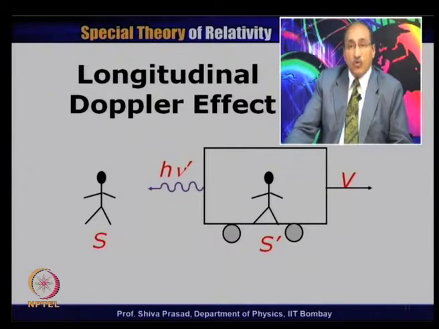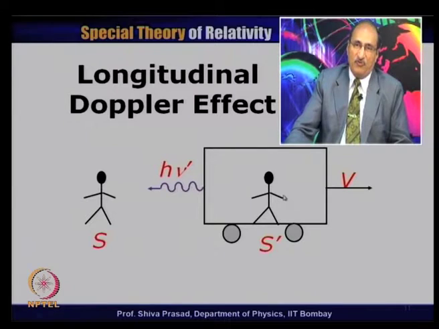essentially it means the frequency which is seen in the frame of reference of the source. Here, everything is contained in this train carriage, which I am calling the S prime frame of reference. So, I can say that this frequency nu prime is the frequency of light as measured by observer S prime, in the S prime frame of reference. In other words, h nu prime is the energy of the photon as measured in the S prime frame of reference.